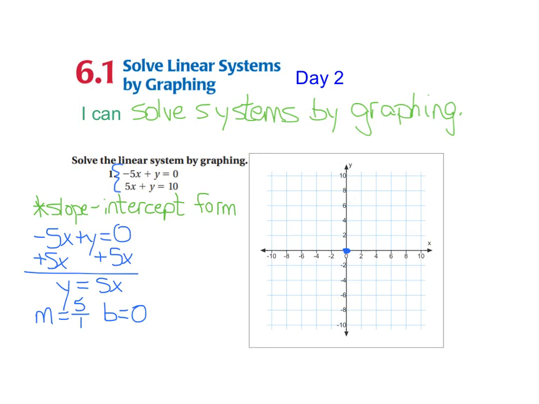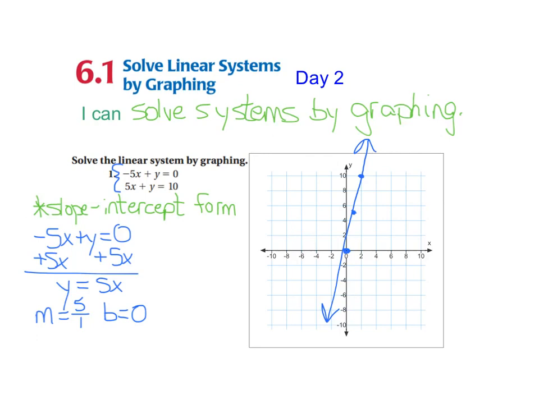Notice the scale of my graph is 2, so that's going to affect how I count here. I'm counting by 2s, so I go up 2, 4, 5, and I go over 1, so I have to go halfway, right? Since my scale is counting by 2s. I can do it again. I can go up 2, 4, 5, and over 1, and I would be right here. So here's my first line for y equals 5x.